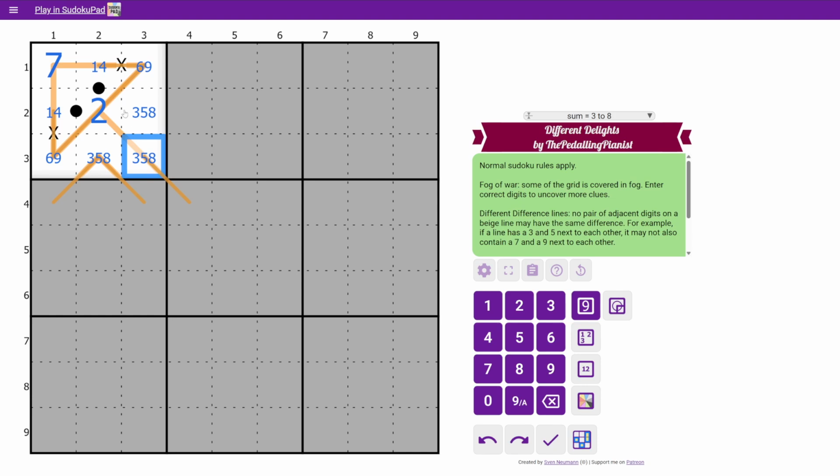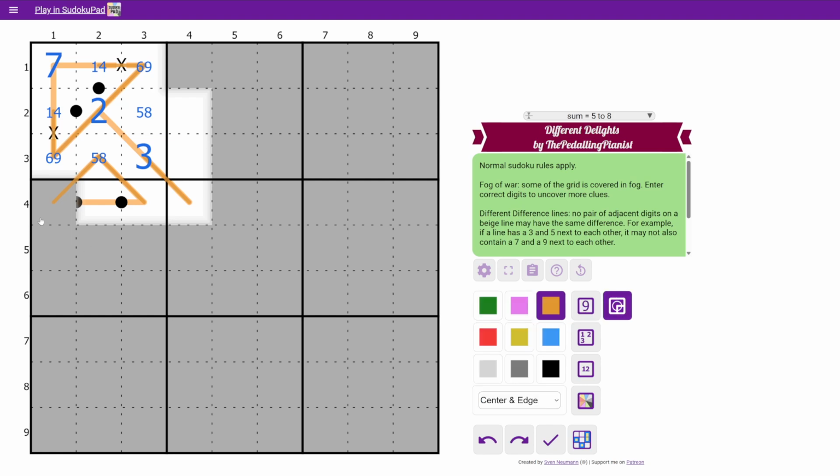We're going to have a difference of 3 up here, so this cannot be 5. We're going to have a difference of 6 as well, so this cannot be 8, so this must be 3. Now these are not. This is going to be another. Just color these whole arrows in. Give them a new color.